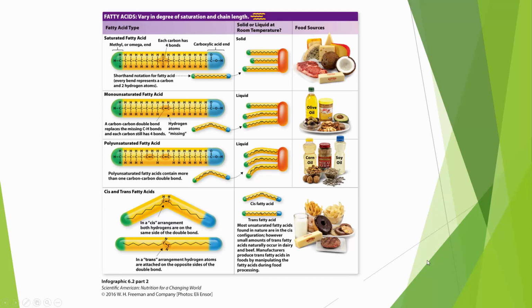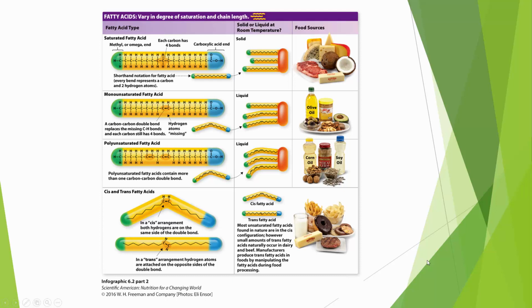Then you have your polyunsaturated, which again, this one has 2, but it could have 3, which just means 2 or more of those double bonds in there as well. And so it's also showing you some of the food sources, whether it's solid or liquid at room temperature, so you can look through that a little bit. When it gets down to the last point on this page, it's showing you cis versus trans fatty acids.